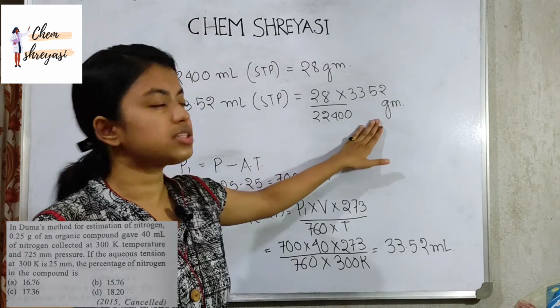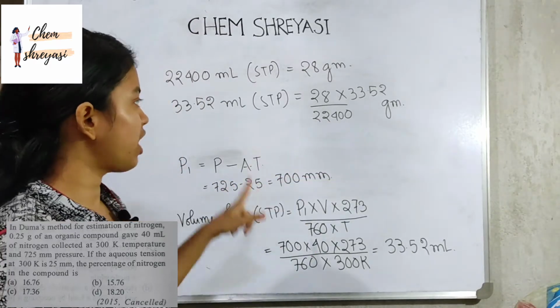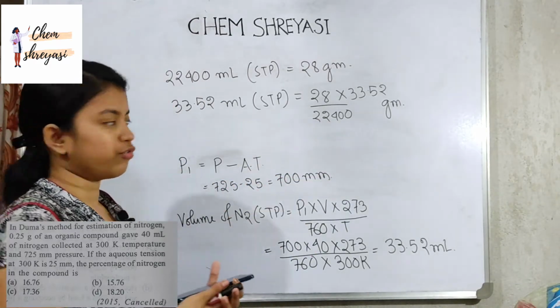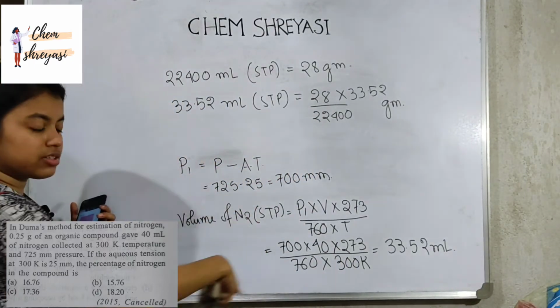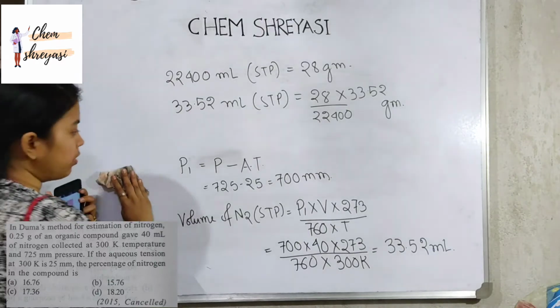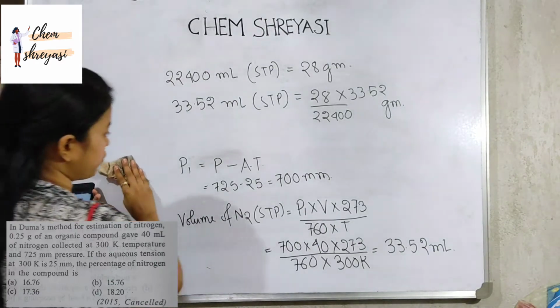If we were asked the mass of the nitrogen that we have found, we could find it from this value only, but we have been asked the percentage of the nitrogen that we got. In simpler terms, you can take a screenshot of this one, as I am rubbing it out. You can pause the video and take a screenshot of this.